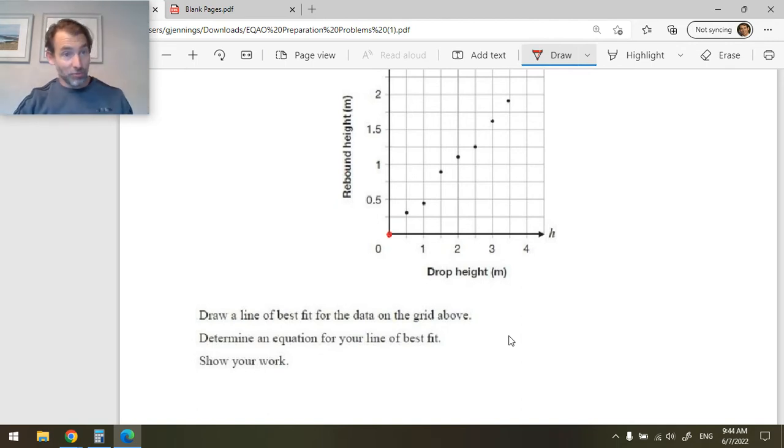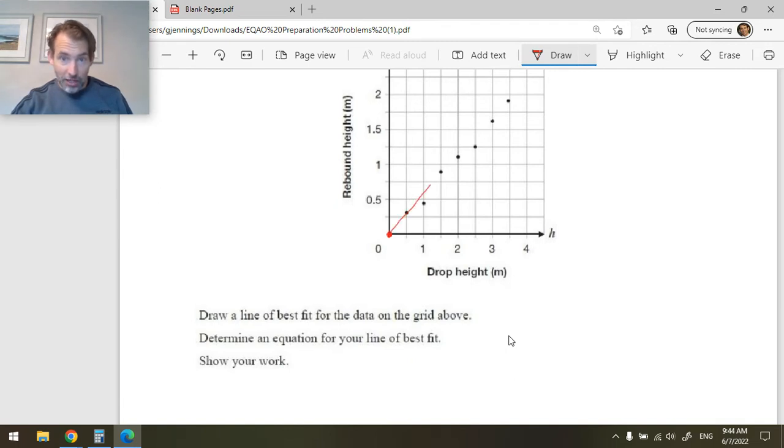If you drop the ball from 0, so I drop the ball from here, is it going to bounce? No, it's not going to go like that. That'd be a weird ball. Okay. So if you drop it from 0, 0, it's going to bounce 0 high. So it will be direct variation. The height at which it bounces varies directly with how high you drop it.